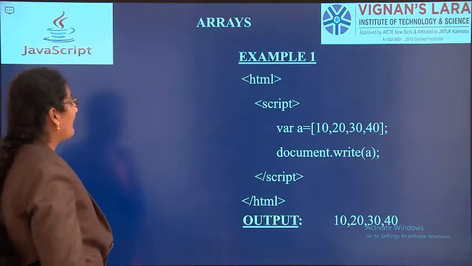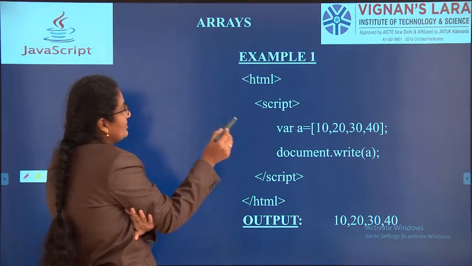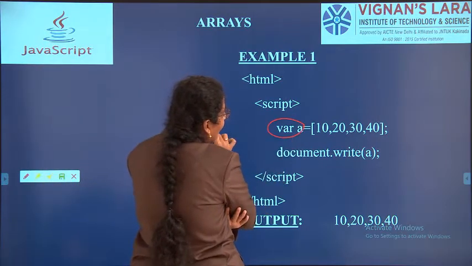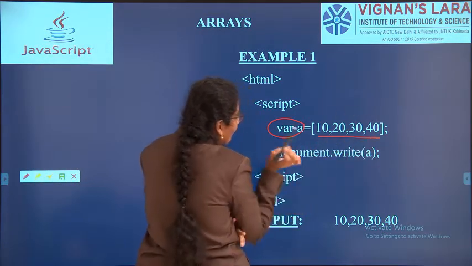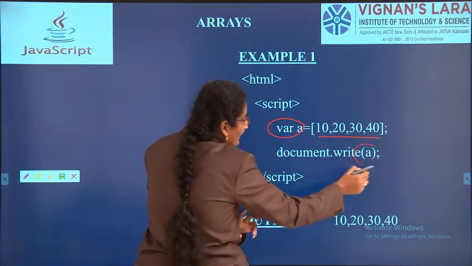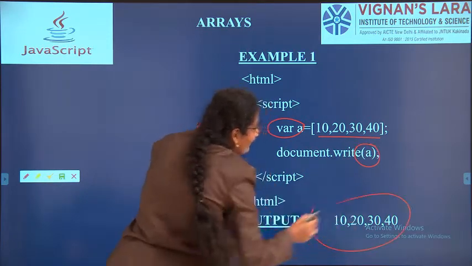So this is the example. Why is this example used? I am taking the array A. In that I have the elements 10, 20, 30, 40. I want to print A. When I print A, I will get this output.